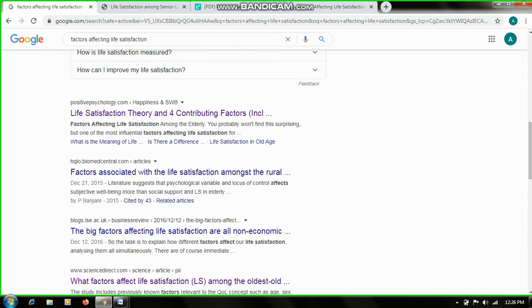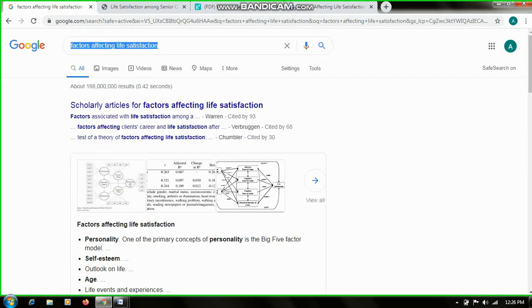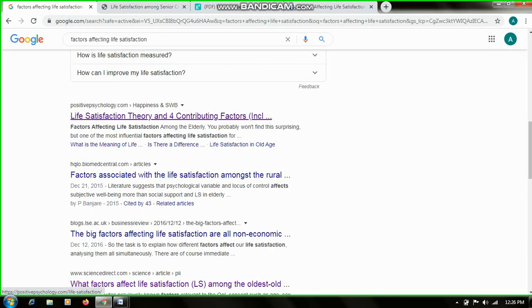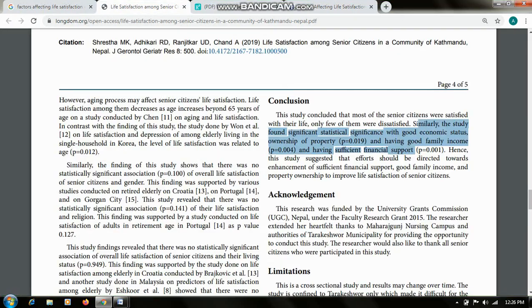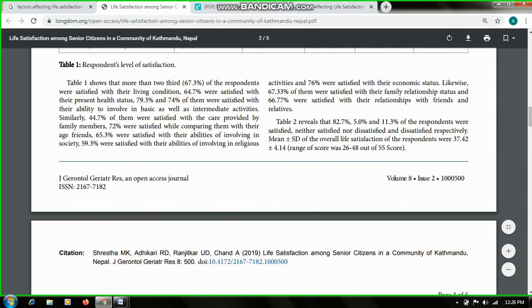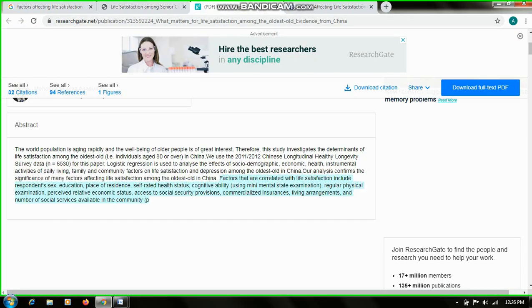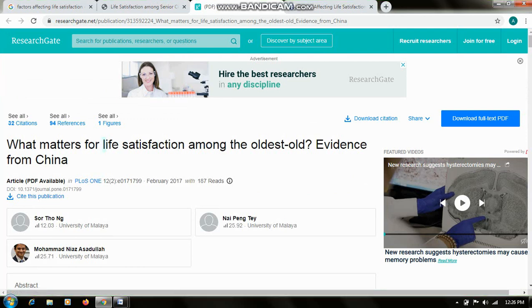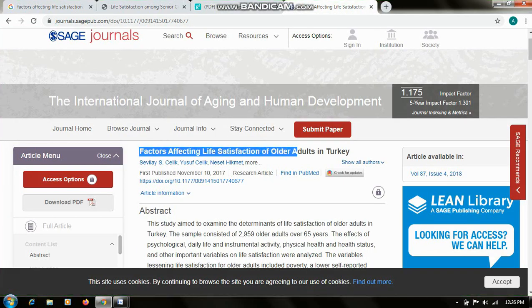Now what will you do? You will type factors affecting life satisfaction in Google. You will find so many articles. You will click the articles which are relevant to your topic. From here I have selected a few of them, three actually. One is the study done in Nepal, another is factors affecting life satisfaction among the oldest old, this is from China, and factors affecting life satisfaction in Turkey.